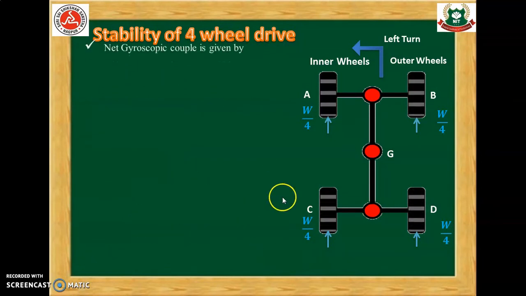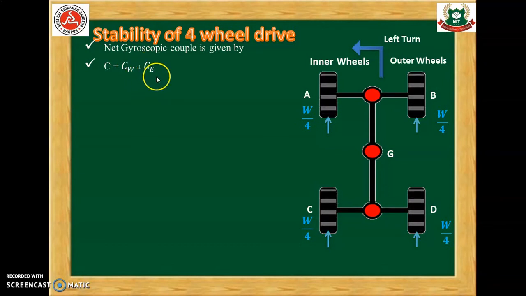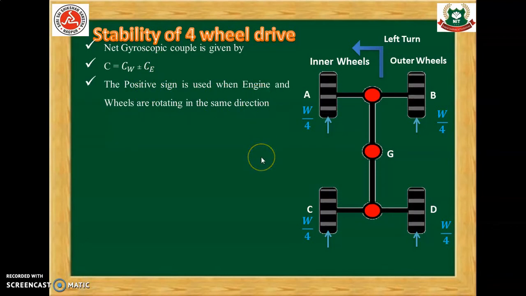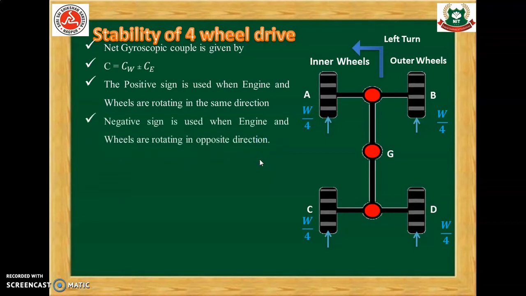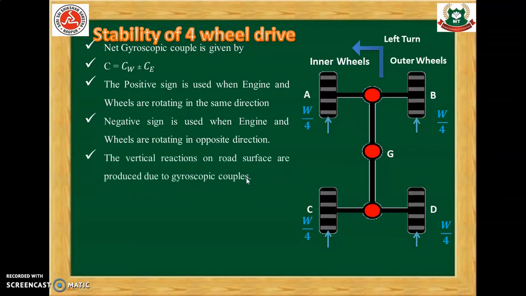Now net gyroscopic couple is given by C equals CW plus minus CE, that is the gyroscopic couple due to the wheels plus minus gyroscopic couple due to the engine. Here the positive sign is used when the engine and wheels are rotating in the same direction, and the negative sign is used when engine and wheels are rotating in opposite directions. Therefore, vertical reactions on the road surface are produced due to gyroscopic couple.